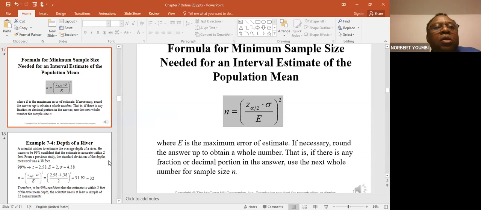Sometimes we are interested to determine the minimum sample size for a given margin of error. That is, the researcher is interested in knowing the number of individuals to be included in the research to achieve a certain margin of error, a maximum error of estimate. So the formula here is n equals Z alpha over 2 times sigma over E, squared.